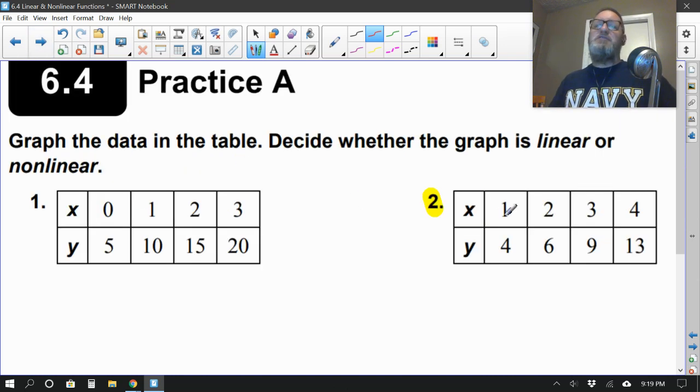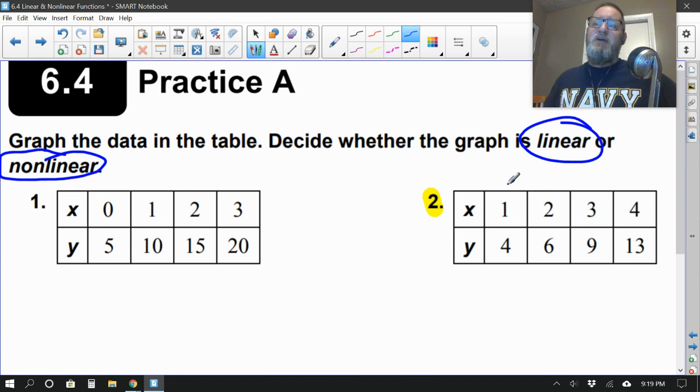And here we go, number 2 on this one. Graph the data in the table. Again, I think we're going to skip the graph. We can figure it out without the graph. Decide whether the graph is linear or nonlinear. So that's what we're looking for. All right, well, let's just check for that constant rate of change.